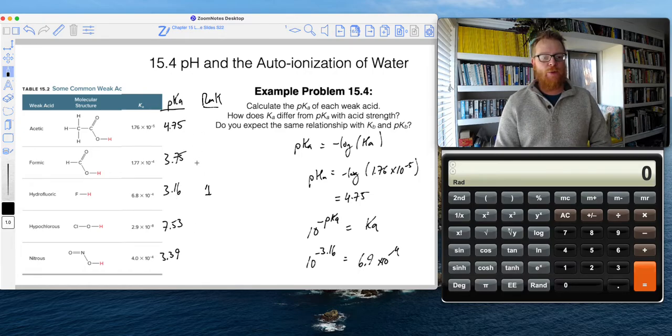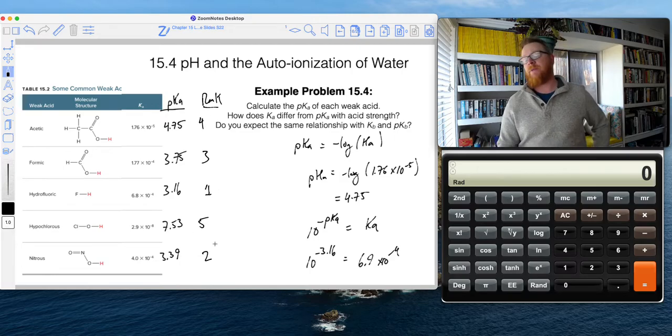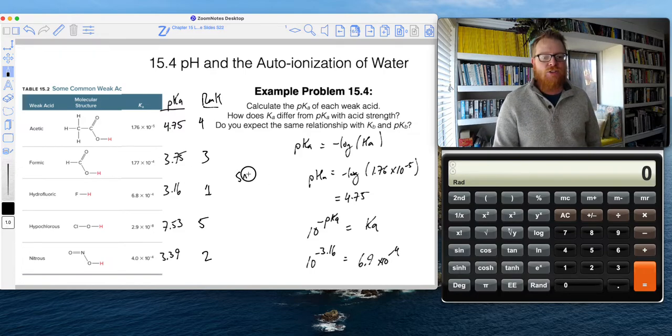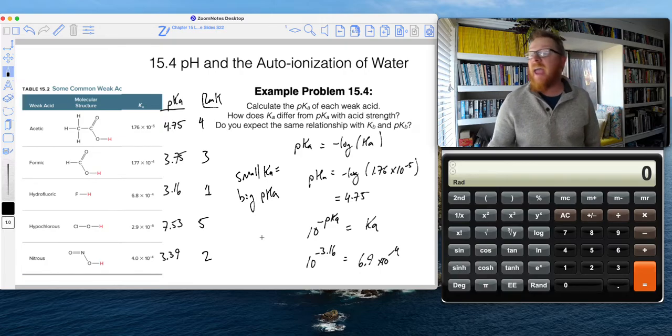Okay, so if we keep going with that trend, we can see the next strongest acid would be the nitrous, because at 4.0 times 10 to the negative 4, that Ka is just a little bit smaller than the 6.8 times 10 to the negative 4. So that's in the number 2 position. The formic is in the number 3 position. The acetic is in the number 4 position, and the hypochlorous is in the number 5 position. So hopefully you can see this trend now. A small Ka equals a big pKa, and vice versa.